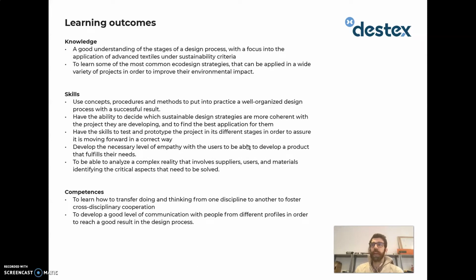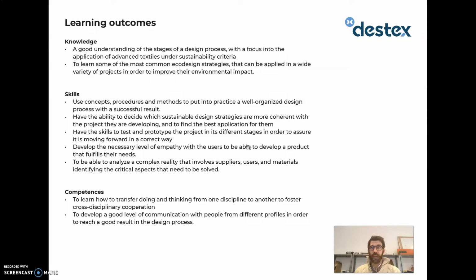In terms of the learning outcomes you are going to get with this OER, in terms of knowledge, you are going to get a good understanding of the stages of the design process, with this focus on the application of advanced textiles and under sustainability criteria. You will also practice and learn about the most common eco-design strategies that you can find. There are more, but these are probably the main ones and the more easily applied to the advanced textile sector.